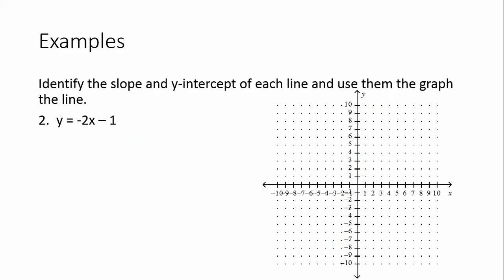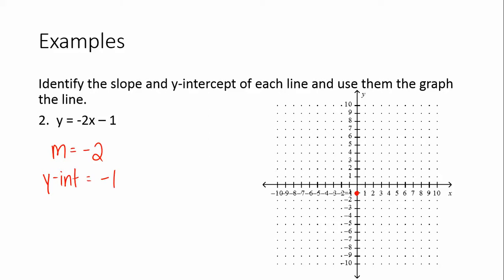Go ahead and try this one on your own. See if you can graph it correctly, so pause the video. But here our slope is a negative 2, and our y-intercept, or the b, is a negative 1. That means we want to start on the y-axis at negative 1. We always start at the y-intercept.